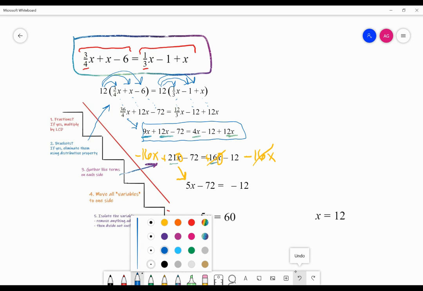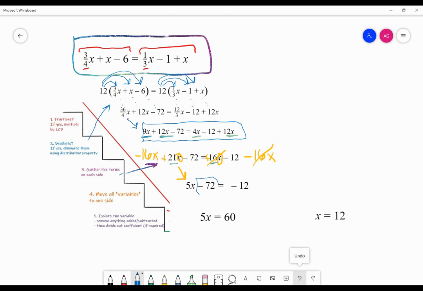Now what we have to do is isolate the variable and remove anything added or subtracted, which would be this negative 72. So what do we have to do? We have to do the opposite. We have to add 72 to cancel each other out, but we also need to add 72 over here. So this leaves 5x on the right, and negative 12 plus 72 equals 60 here.